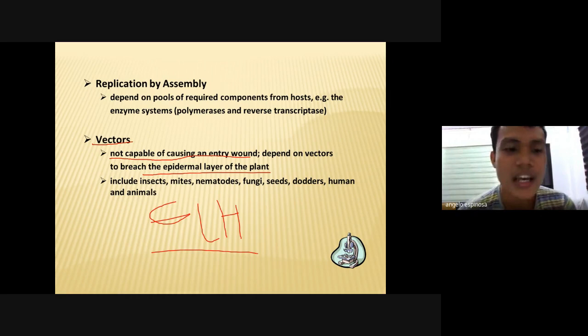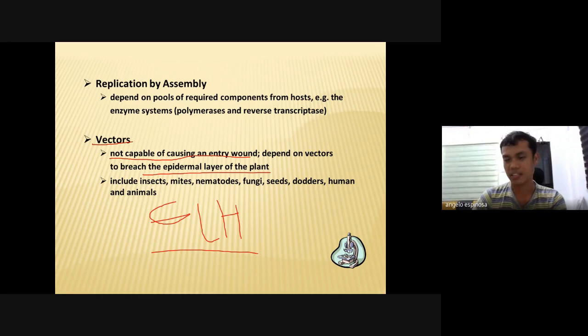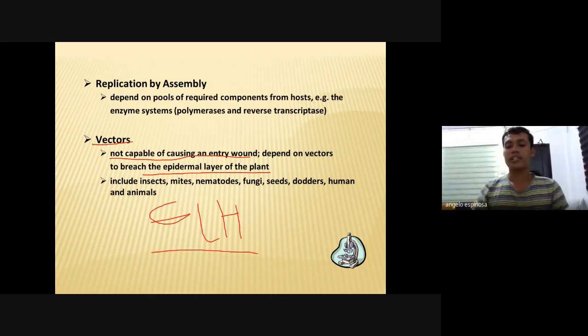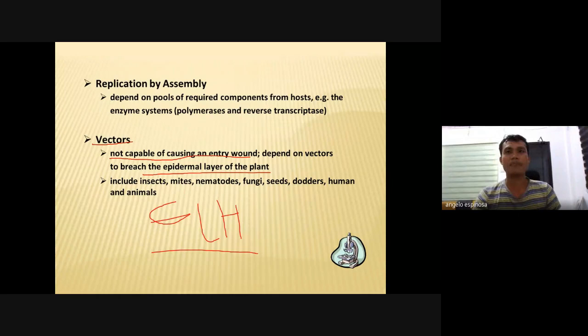Okay? Vectors also include insects, mites, nematodes, fungi, seeds, dodders, human and animals can be vectors of virus. Ayan. That's why, di ba, yung COVID, pina-quarantine or ina-isolate para malaman if affected ba talaga tayo or hindi ng virus. Kasi pag na-infect tayo ng virus, it means that manghihina tayo during the quarantine time, isolation day. Okay, sa animals, sa pagkakaalam ko is 30 days ina-isolate or kina-quarantine. Pagkadating agad, kina-quarantine yun. Pag sa plants naman, it is 7 to 15 days, no? Minsan din merong 30 days pag severe. Okay? Or commonly reported siya sa Philippines. Or sikat din, ganon.